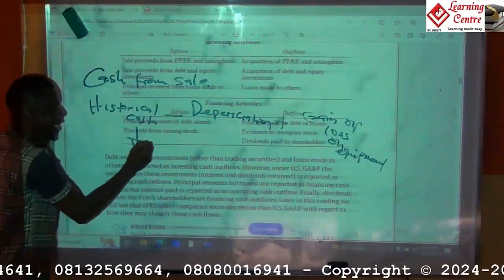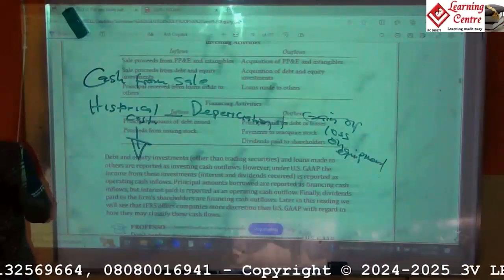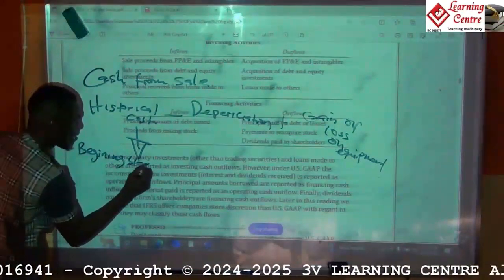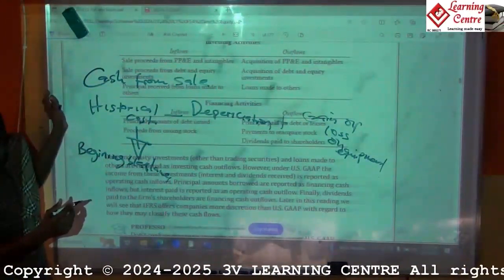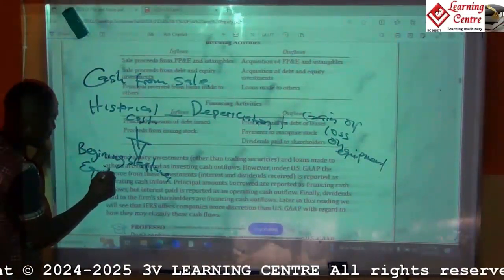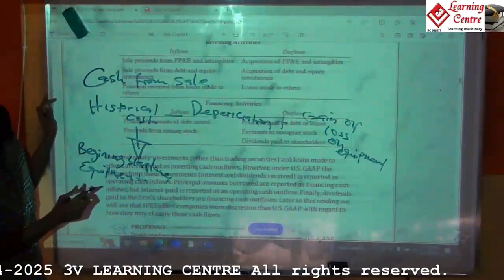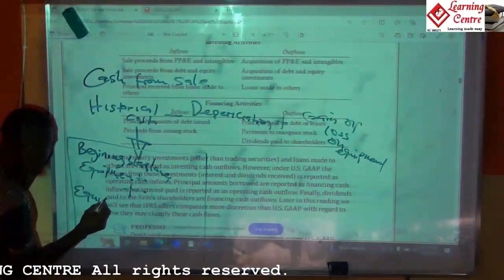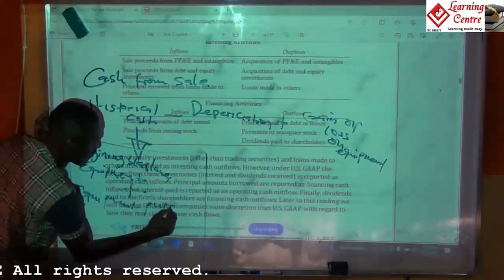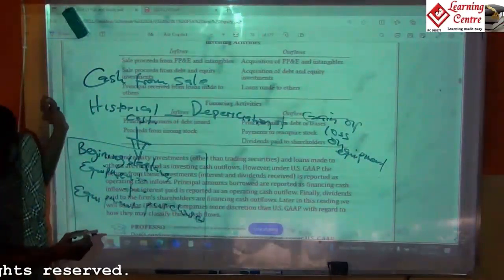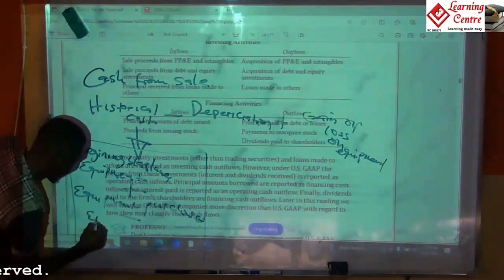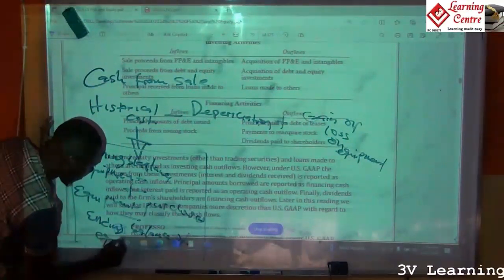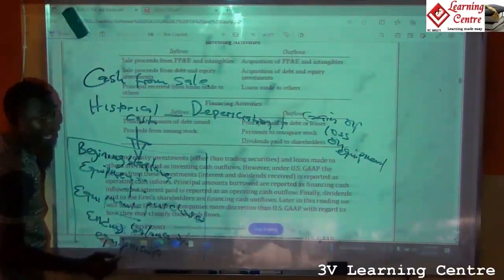So how do we calculate this historical cost? This historical cost is the beginning balance of the equipment, plus equipment purchased, minus ending balance of the equipment.